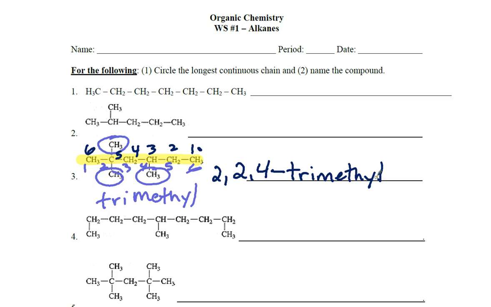And the number 6 is hex, all single bonds, so it's ane. So it's 2, 2, 4-trimethylhexane. There are 3 numbers there, so we have to have the prefix for counting, which is tri. And the methyl means 1 carbon in the branch. Yl tells you that it's a branch. Hex tells you that there are 6 carbons in the long main chain, and ane tells you they're all single bonds.